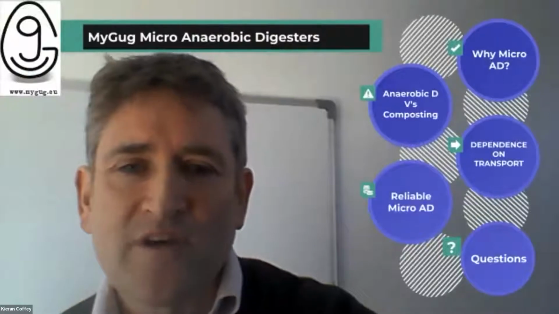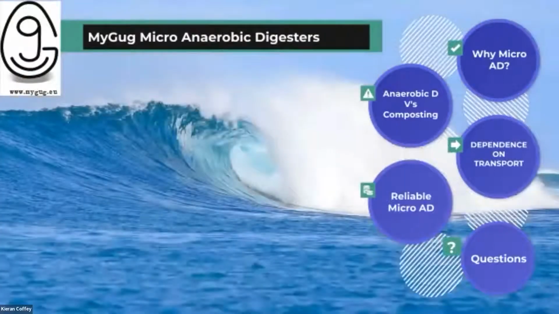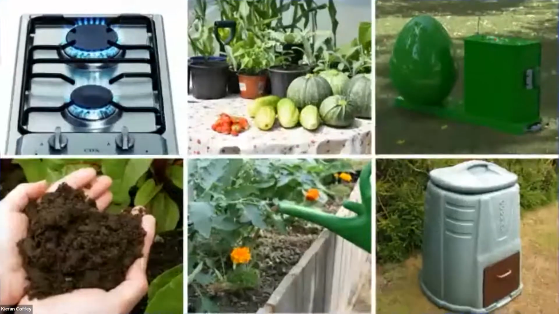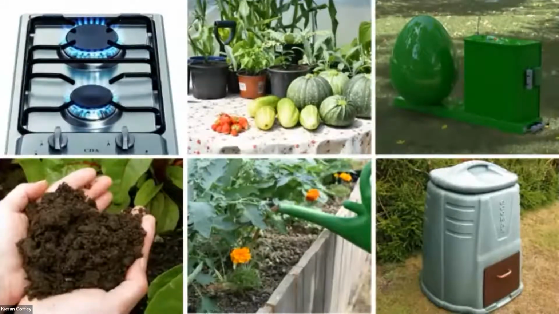So, anaerobic digestion versus composting. What is the difference between these? On the top right-hand corner, we have our domestic micro-scale anaerobic digester, the MyGug. And at the bottom, we have a standard composter that we were all familiar with. As I said before, the big difference is that you get a gas from your digester that you can use locally to cook. And the domestic digester can give you up to 80–90% of your cooking gas requirement.